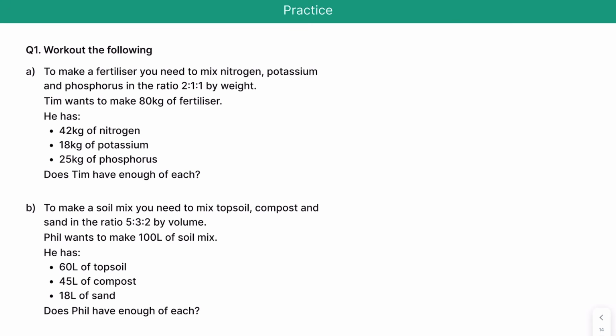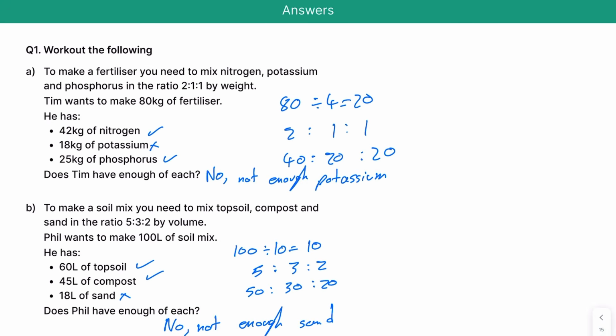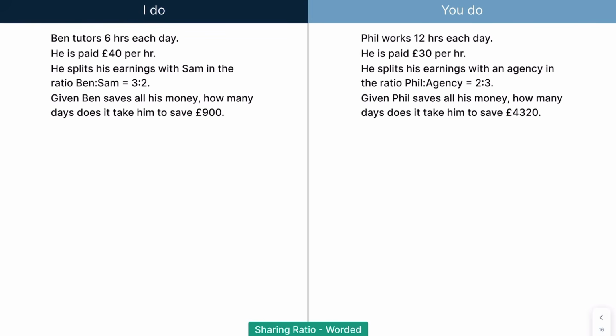So here's some practice questions. Press pause and have a go. Here are the answers. Mark your work. And now we're moving on to the final bit.